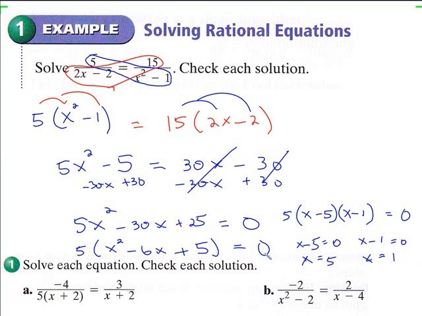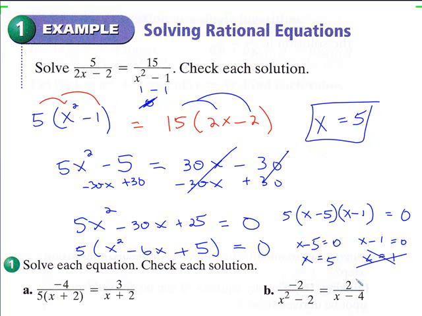Now what you need to be careful about is you have to take a look at the original problem. If you plug in your solutions, make sure it doesn't result in 0 in the denominator. For example, if you plug in 5 here, 5 squared is 25 minus 1, that doesn't make 0. You plug 5 right here, 10 minus 2, that doesn't make 0. But if you take the 1 and plug it in right here, 1 squared is 1 minus 1, and then you get 0. Remember, you can't have 0 in the denominator, so the x minus 1 cannot be a solution. So your only answer that you can use is x is equal to 5.